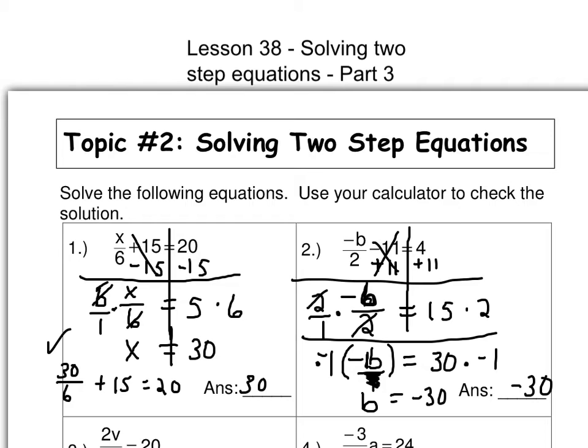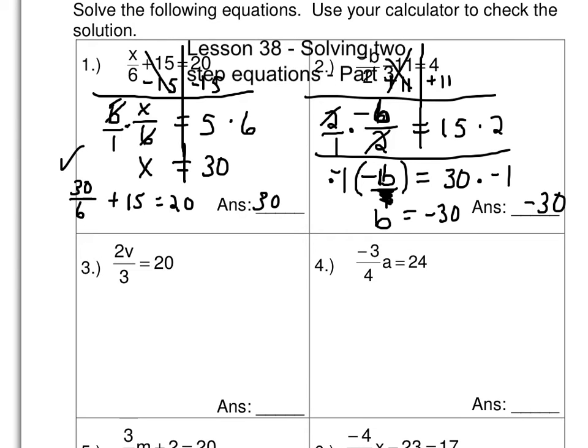Okay, let's try another one. All right, number 3 is here. I have 2v divided by 3 equals 20. So I don't have addition and subtraction at all here. But what I do have is I have division and I have multiplication. So the first thing I want to do is get rid of the 3 here. The way to get rid of this 3, since I'm dividing everything by 3, you think, what is the opposite of dividing? It is multiplying.